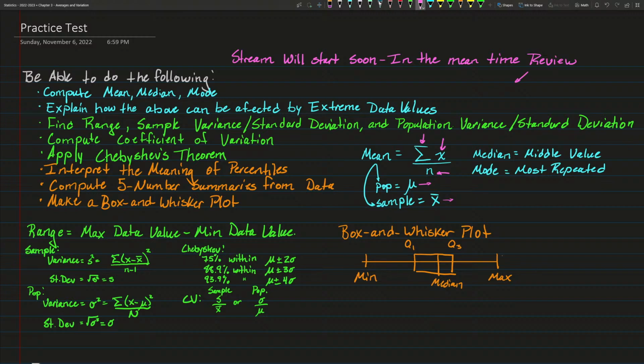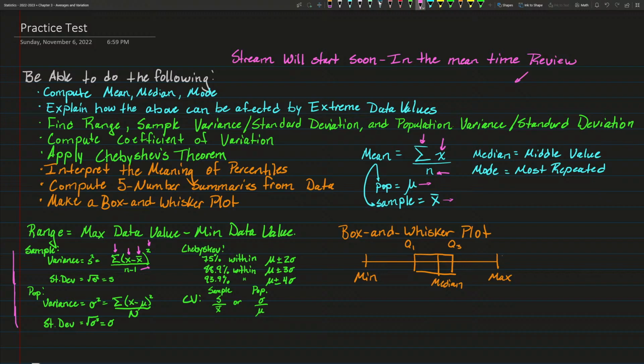That was section one. Section two is all about variation. So we find the range, that is the max data value minus the min data value. There's the sample variance and sample standard deviation. The sample variance, s squared, is the sum of the squared differences between each data point and the average, and then we take that over our sample size minus 1. And then standard deviation is just the square root of that.